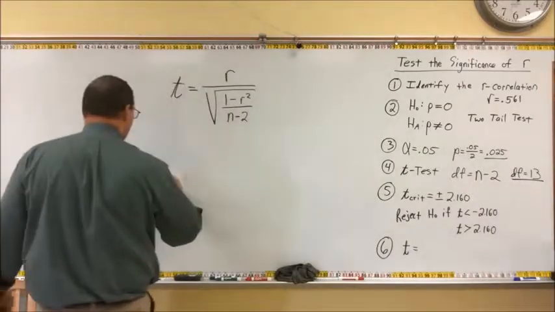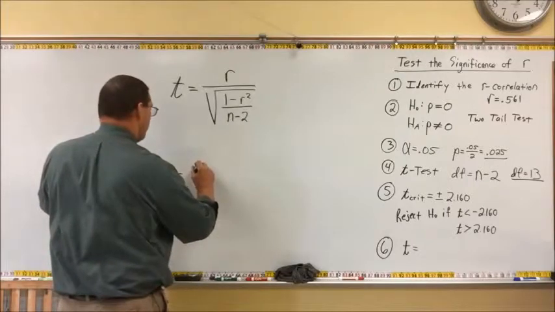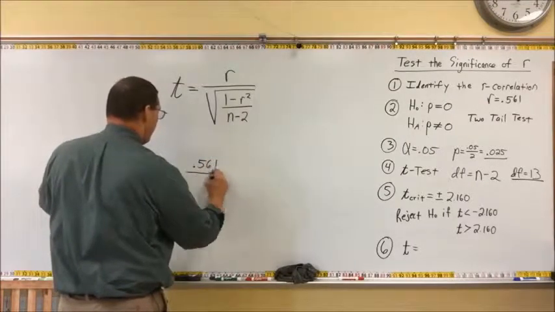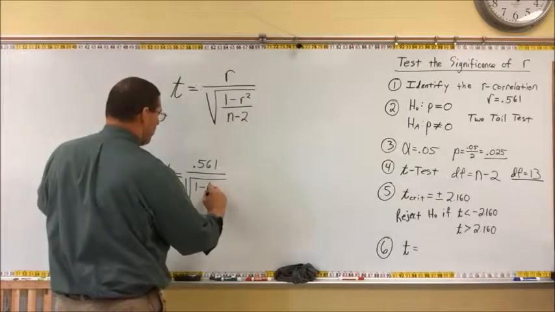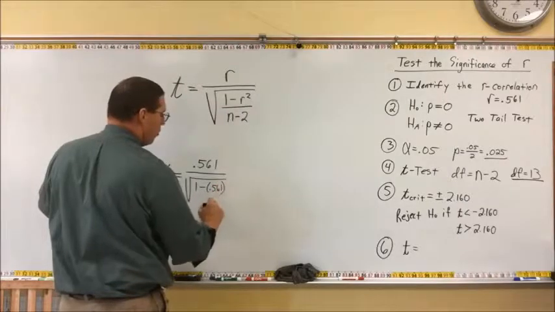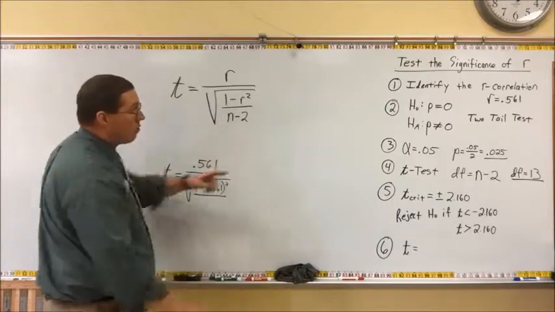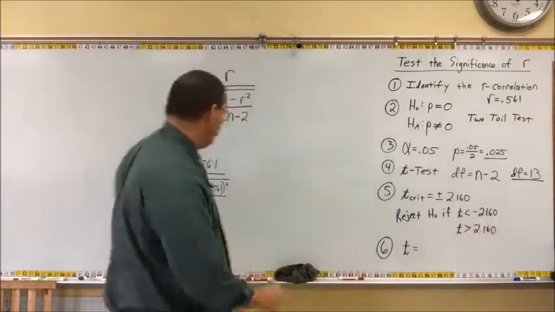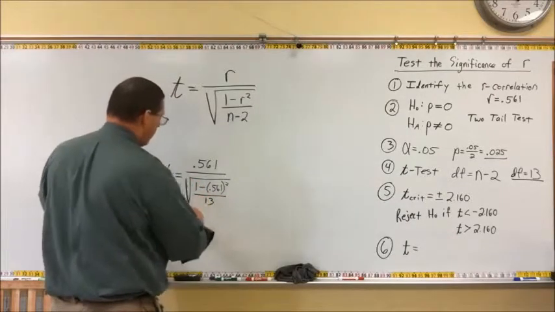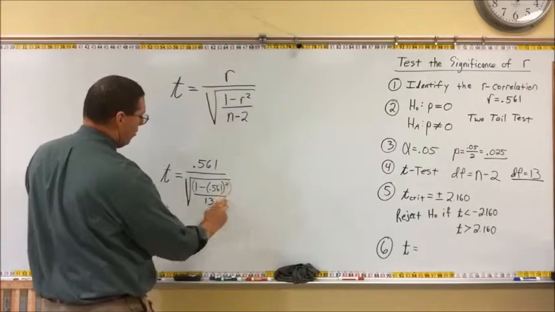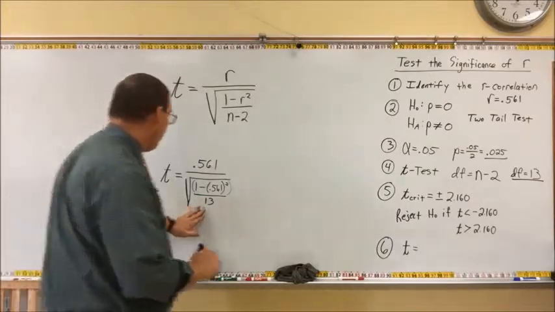So in this case, we can calculate our t statistic. What is R? R is 0.561. So we're going to put 0.561 divided by the square root of 1 minus, and in parentheses, I'm going to put 0.561, close the parentheses, then square, divided by n minus 2. Well, that's the degrees of freedom, which is 13. So I'm going to put 13 down here. Now, when I do this in the calculator, I'm also going to put parentheses around the 1 and the square. And so now, it's going to be sort of complicated how I enter this in the calculator.